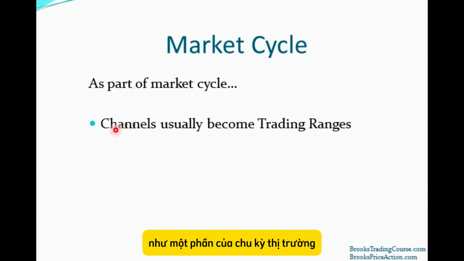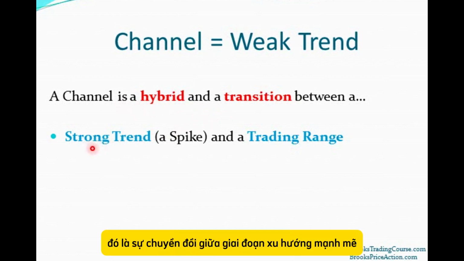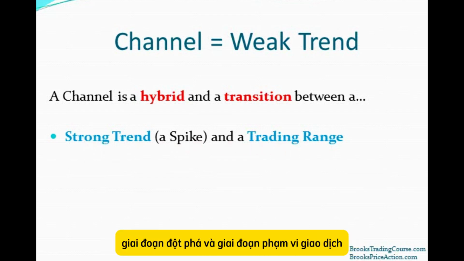As part of the market cycle, you have the breakout and then the channel, and the channels usually evolve and become parts of a trading range. A channel is a hybrid. It's a transition between the strong trend phase, the spike phase, the breakout phase, and the trading range phase.